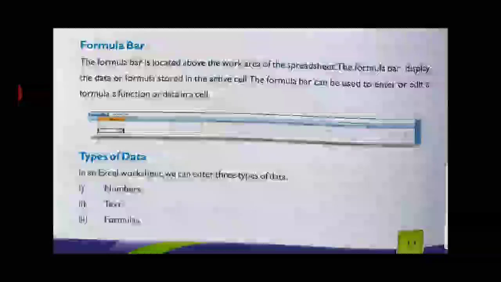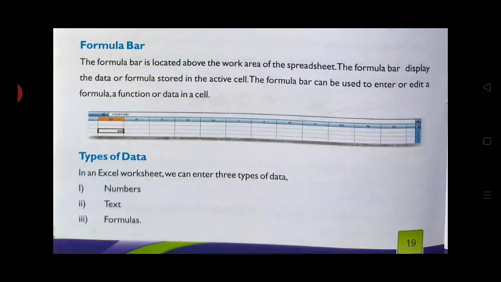next one is formula bar. The formula bar is located above the work area of the spreadsheet. The formula bar displays the data or formula stored in the active cell. The formula bar can be used to enter or edit a formula, a function or data in a cell. Formula bar means what? Whenever you want to perform any formulas or any functions in Excel, at that time you can use the formula bar.